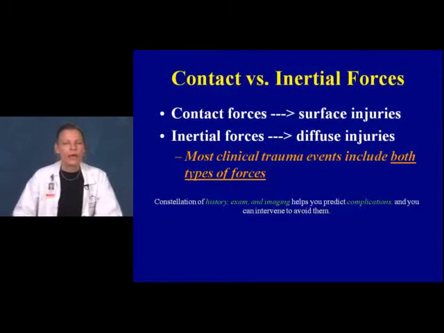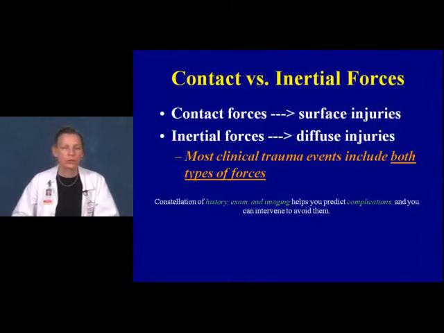We largely break the forces involved into contact and inertial forces. So contact forces are those things that occur from the head being struck by an object or striking an object. And these occur to injure the surface structures. The greater the force, the deeper from the skin the force extends into the skull and brain underneath. Inertial forces refer to those types of forces that occur from the brain moving once the head is put in motion and then stops. And these, by and large, cause more diffuse injuries.